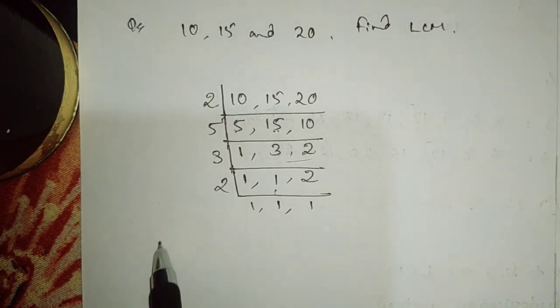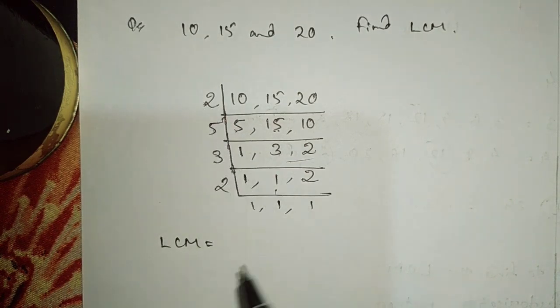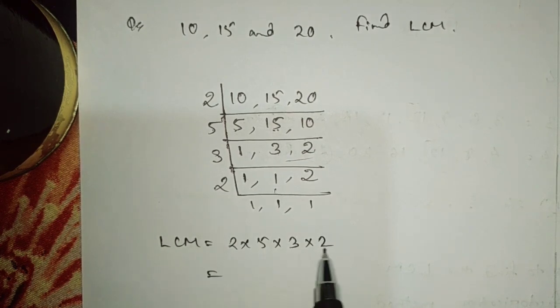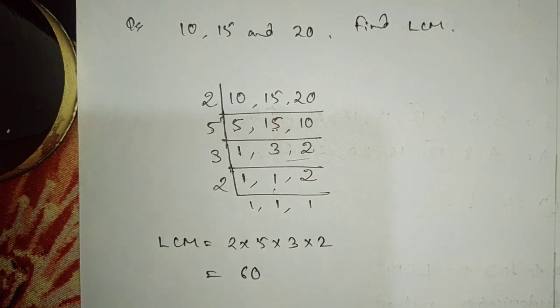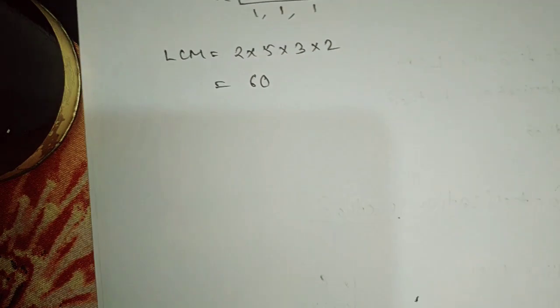So our LCM will be 2 into 5 into 3 into 2. 2 5s are 10, 3 2s are 6, 6 10s are 60. So 60 will be our LCM. Understood? Let us take another example.